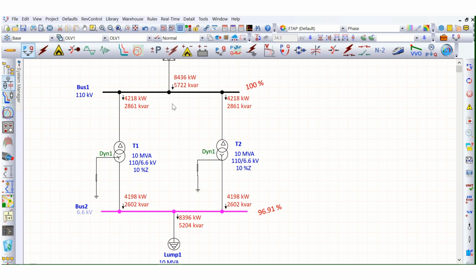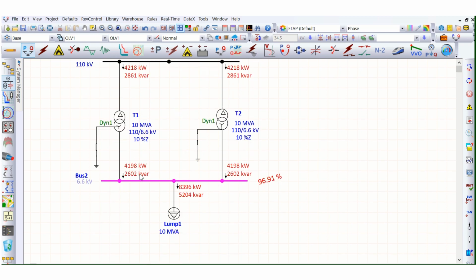So here the load sharing, you can see this is 4198 kilowatt, 2602 kilovar. Here also 4198 kilowatt and 2602 kilovar. So the load shared by these two transformers is identical. The total load is 8396 kilowatt, so shared equally.